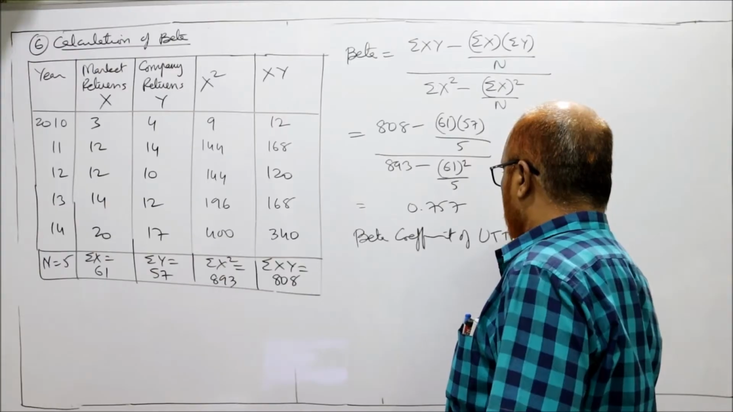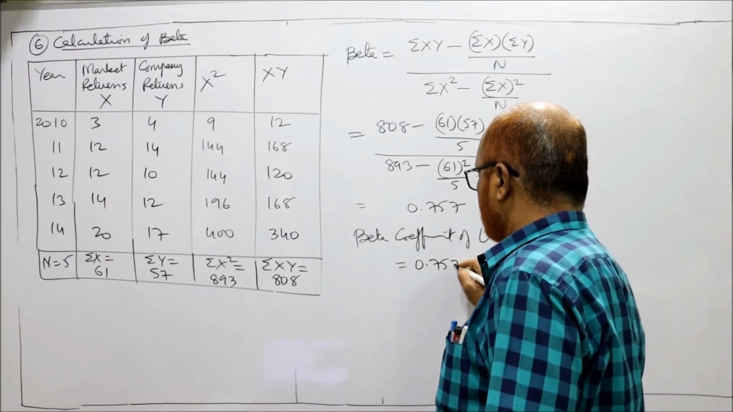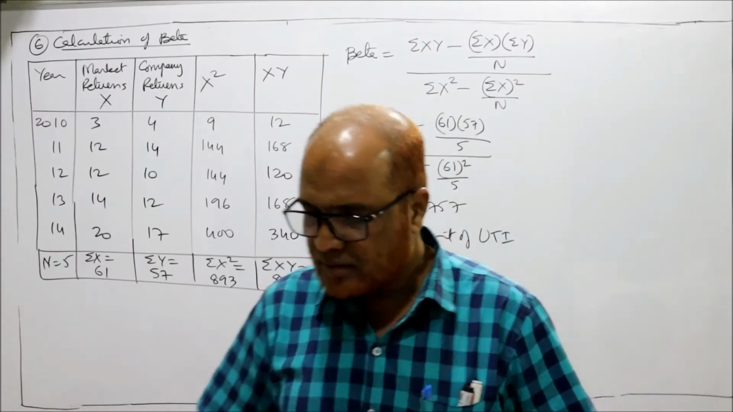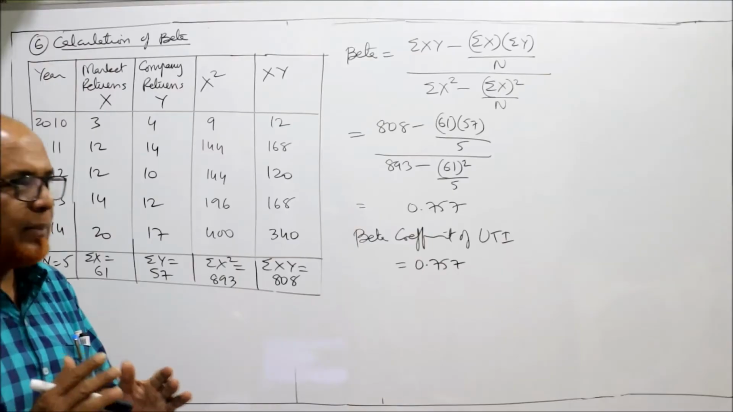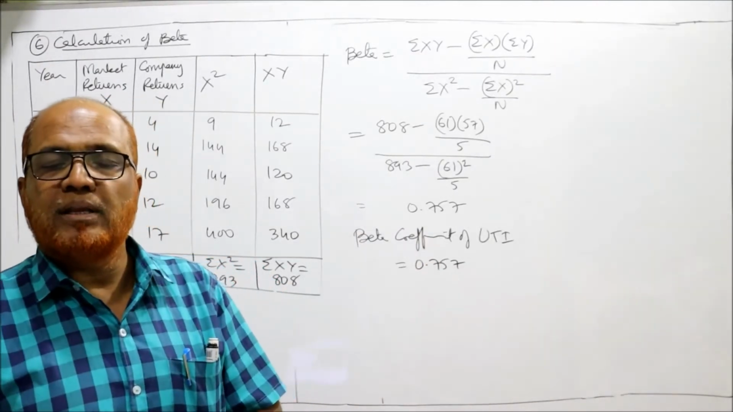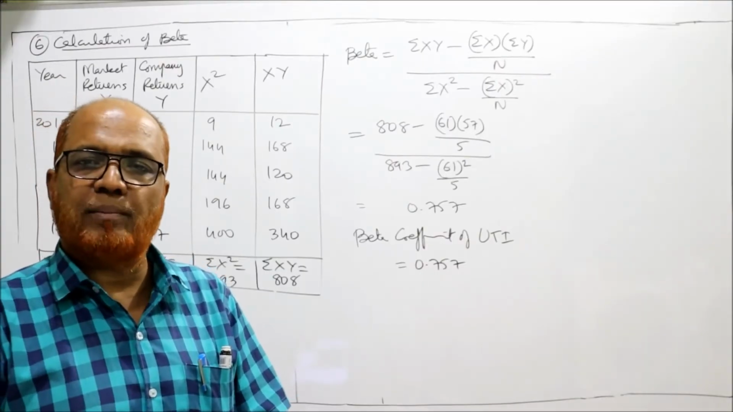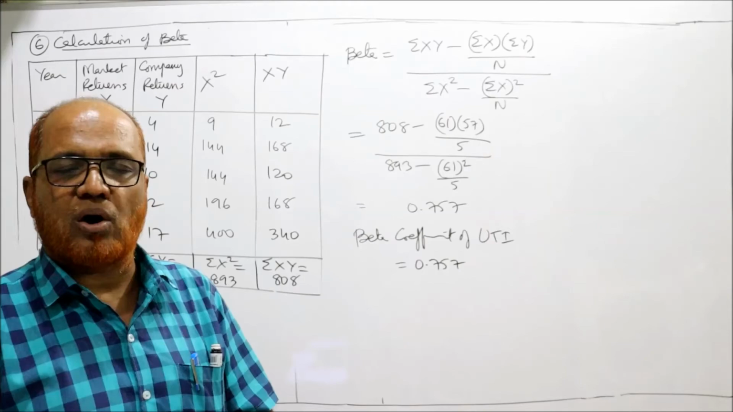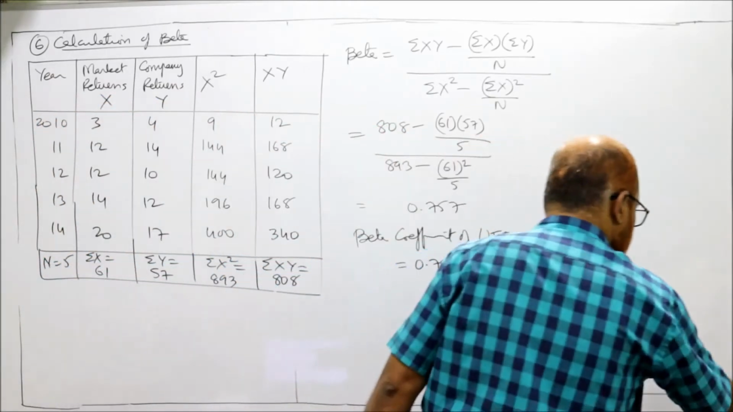तो बीटा कोएफिशिएंट of UTI is equal to 0.757. That's it. This is the problem on calculation of beta. In a company का beta 0.757 है. तो इसका मतलब क्या होता है? The performance of the company UTI is below the market. Below the market means the return and risk of UTI is less than the market return and risk.